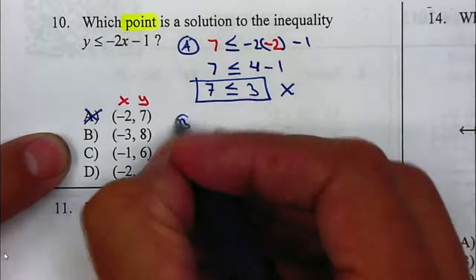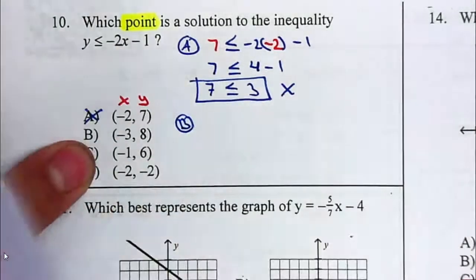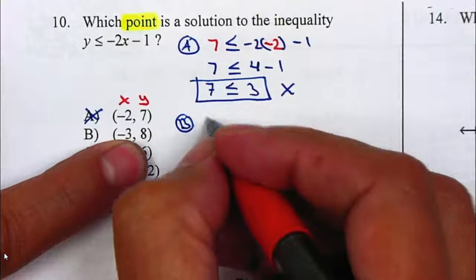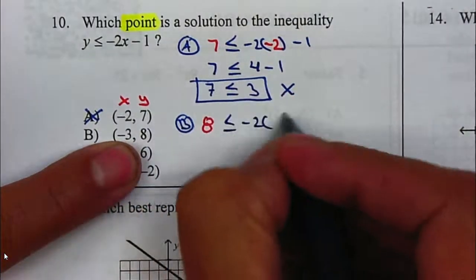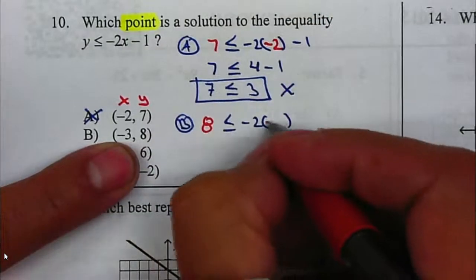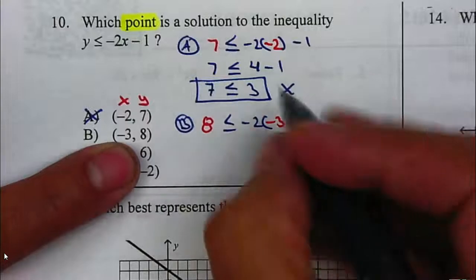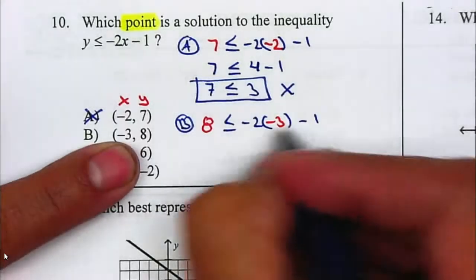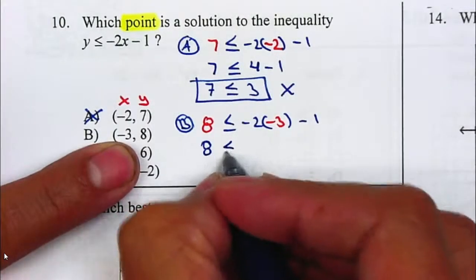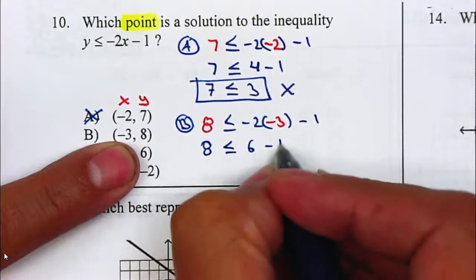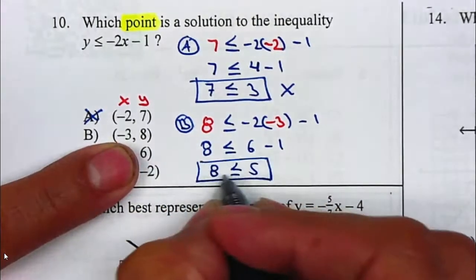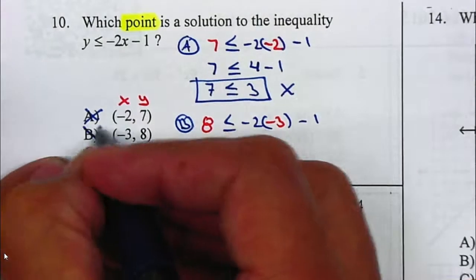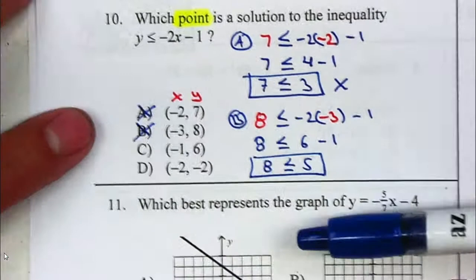So let's try letter B. The x will be -3, the y will be an 8, less than or equal to -2, the x will be a -3, minus 1. And I need to evaluate to see if this is true. That gives me a 6 minus 1 is 5. Is 8 less than or equal to 5? No.